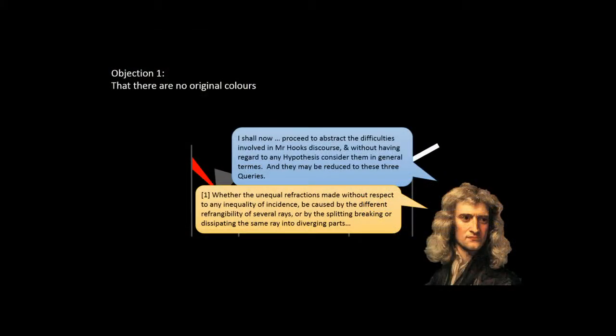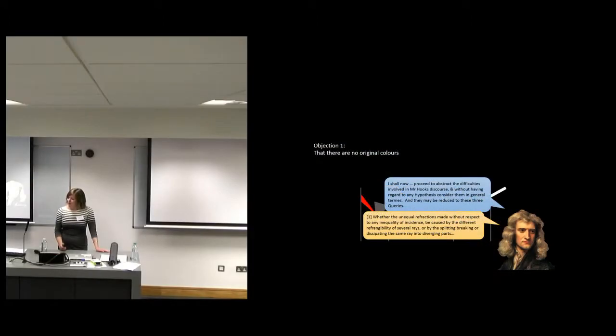He says, "Whether the unequal refractions made without respect to any inequality of incidence be caused by the different refrangibility of several rays, or by the splitting, breaking, or dissipating of the same ray into diverging parts." So notice, nowhere in the correspondence with Hooke does Newton say, oh no, you've misunderstood, I don't think this experiment supports the view on colour, it's about refrangibility. He never says that. He just blunders on and says, no, let's just keep talking about refrangibility. So this is what he does. He thinks that this is the point at which they disagree.